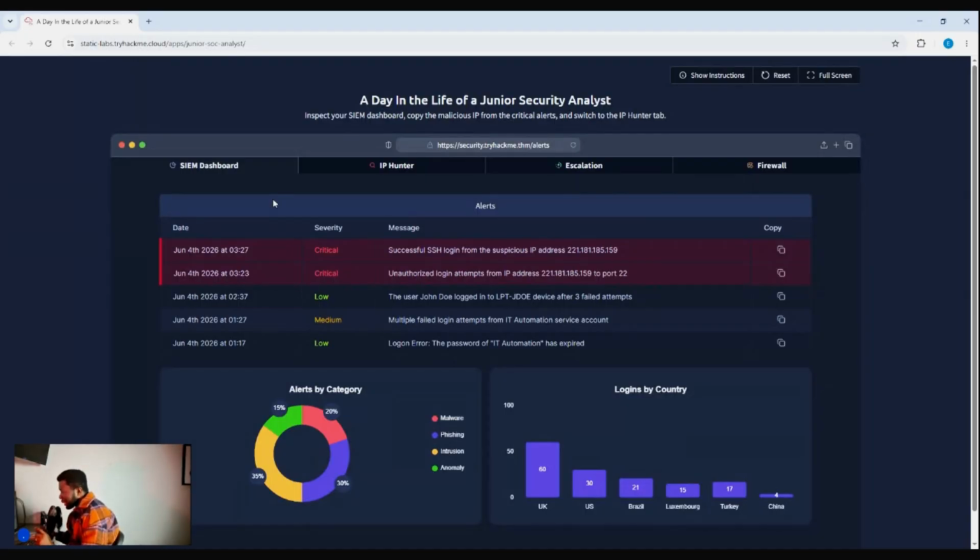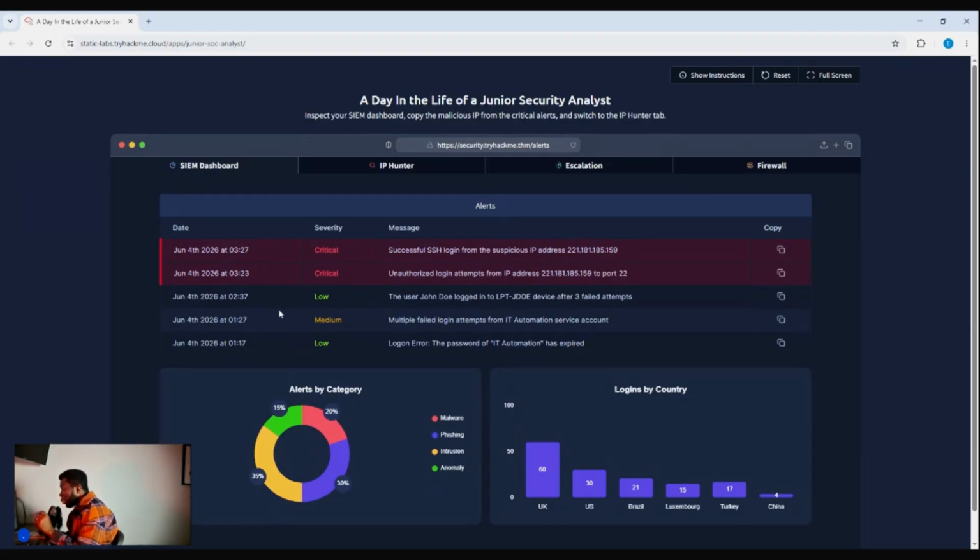When you pay very close attention to what is happening on the SIEM dashboard, you're going to notice that there are 1, 2, 3, 4, 5 alerts, and each alert comes with a title. If you notice, they all happened on the same day, June 4th, 2026, but at different times.